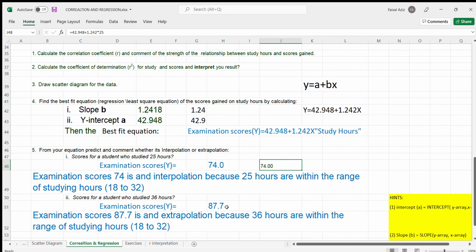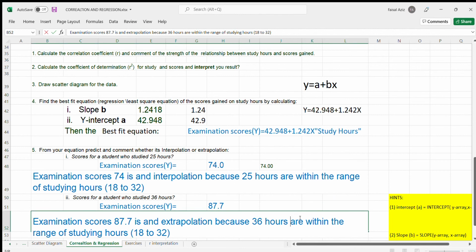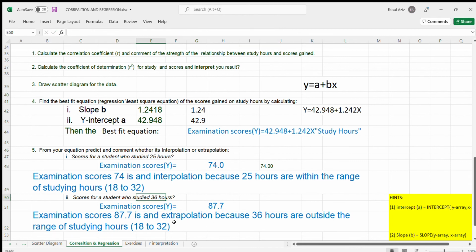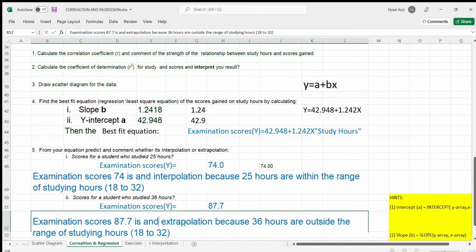So examination score 87.7 is an extrapolation because 36 hours are not within the range of studying hours. It will be outside. So I just need to change my comments to say outside the range of studying hours 18 to 32. So here we put 36, so it will not be within, it will be outside the range.